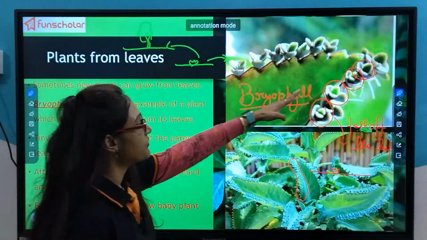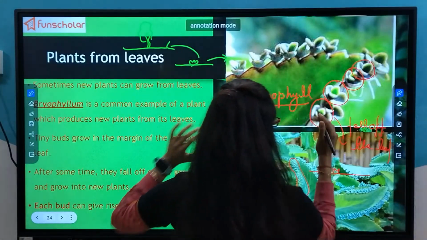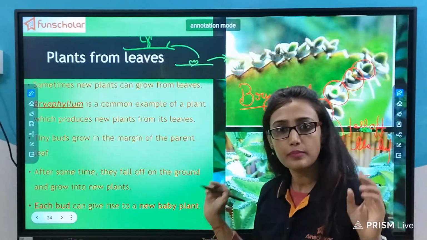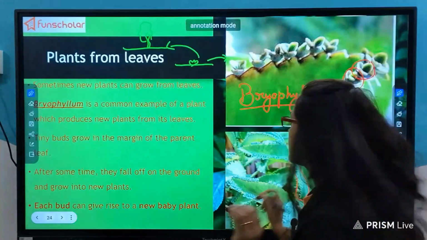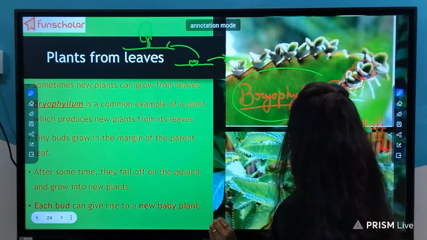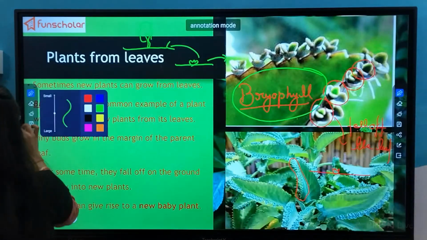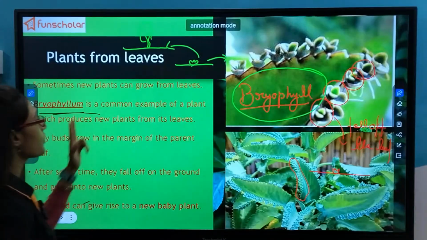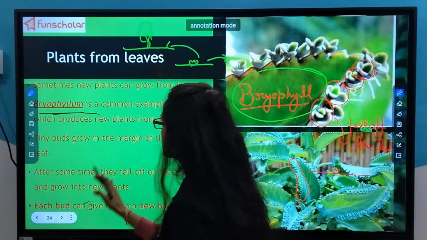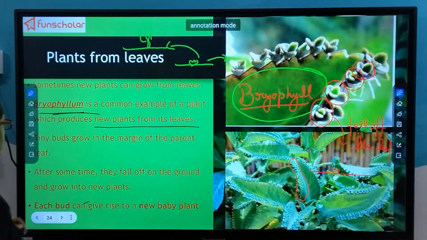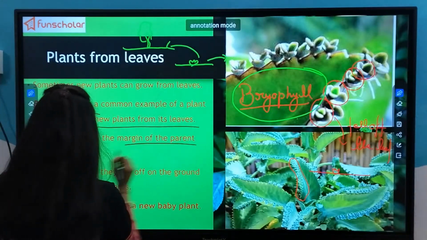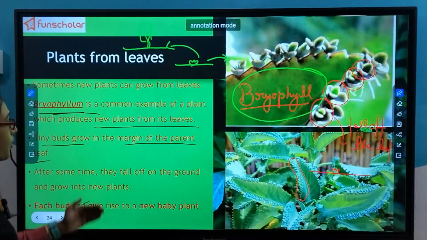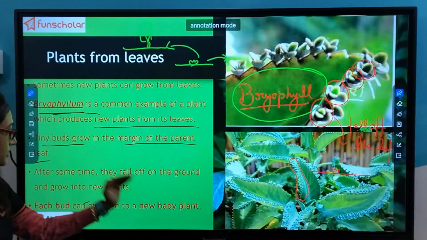This type of formation of a new plant from a leaf is also known as vegetative propagation. An example of which leaf shows this? Bryophyllum. Okay, now let's read. Sometimes new plants can grow from leaves. Bryophyllum is the common example of a plant which produces new plants from its leaf. Tiny buds grow on the margin of the parent leaf. This I have already told you. After some time, they fall off on the ground and grow into new plants.